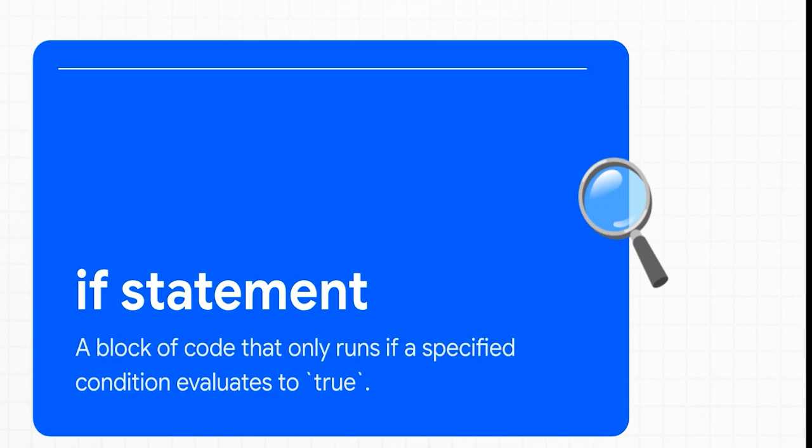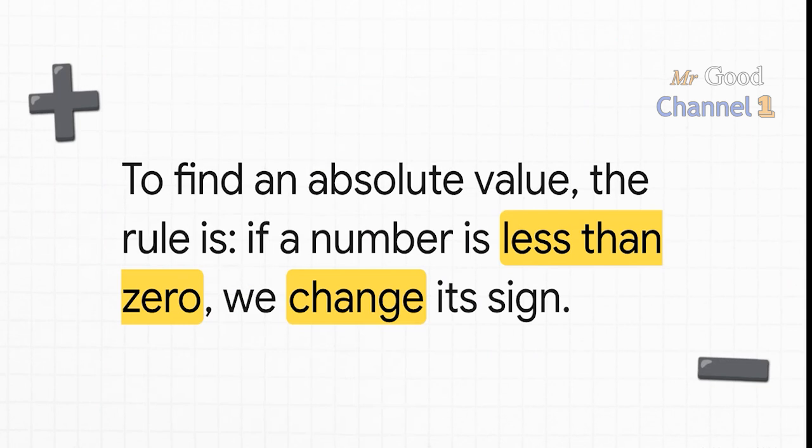The if statement is basically asking a question that can only have one of two answers, true or false. Is the user logged in? True or false? Is the score greater than 100? True or false? And based on that simple answer, the code knows whether to execute the next step or to just skip it entirely. Let's make this real.